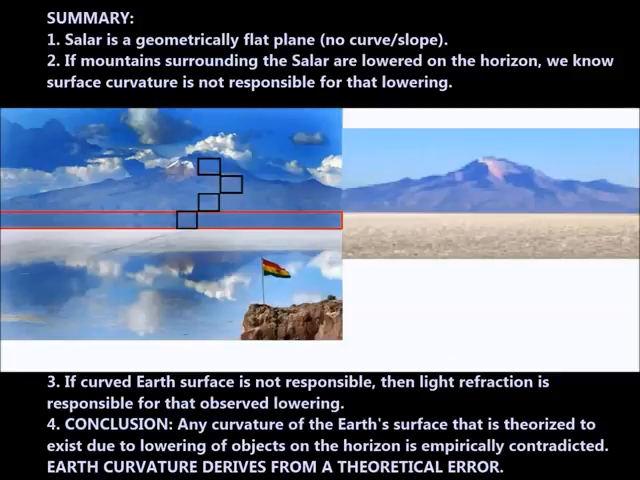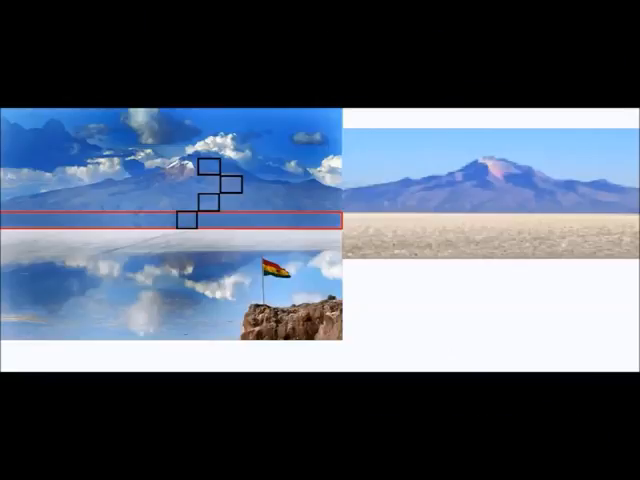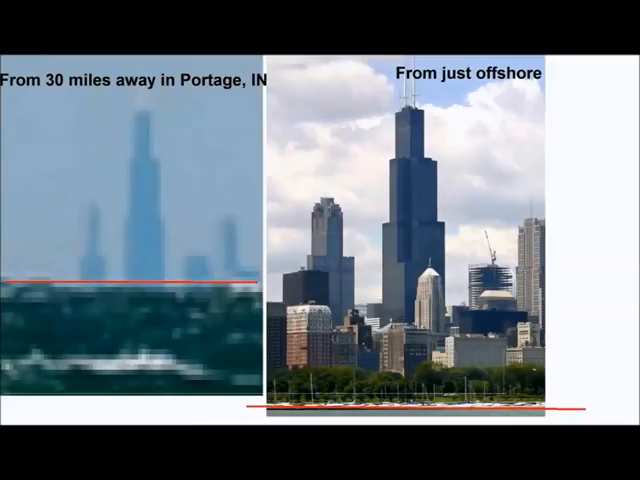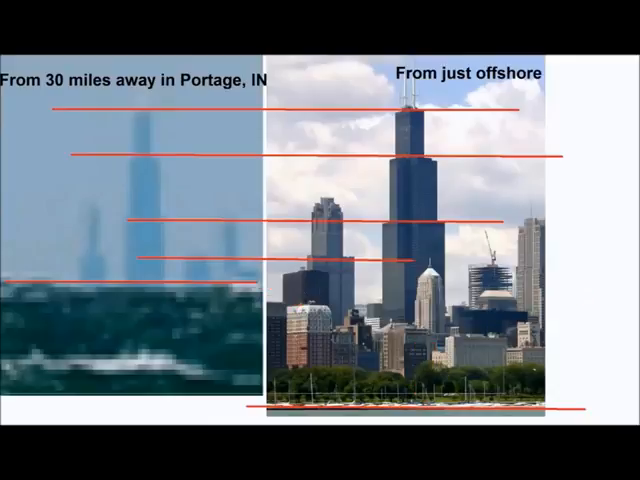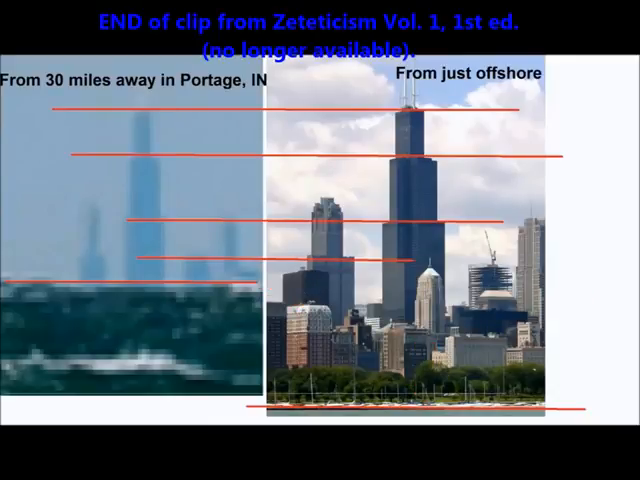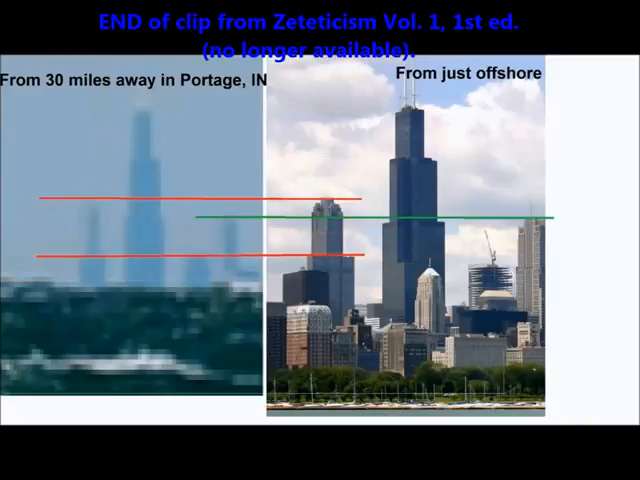Because, to repeat, with the salar we're ignoring the curvature factor, because we found that the salar is geometrically flat due to our study of water flow properties and when water covers the salar completely. So you might have to rewind this and play this over and think about this again, but the salar appears to lead us to the conclusion that the lowering of the Sears Tower on the horizon, viewed from a distance across Lake Michigan, is being caused by light refraction.